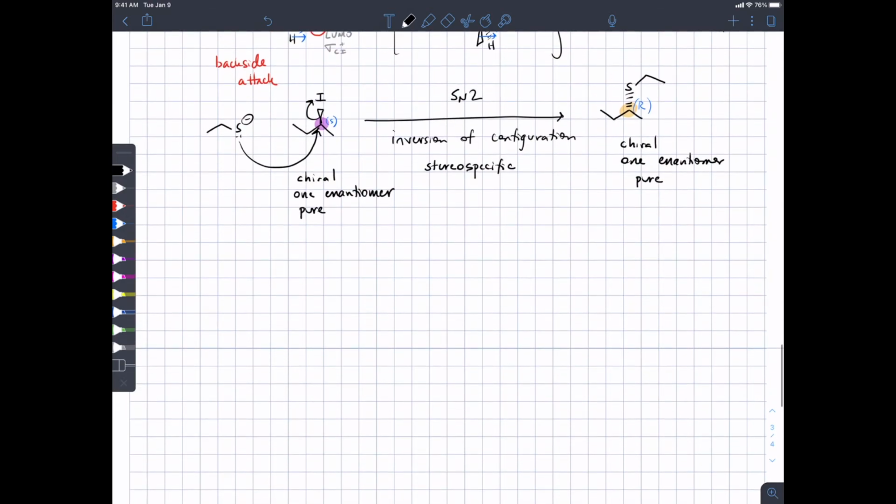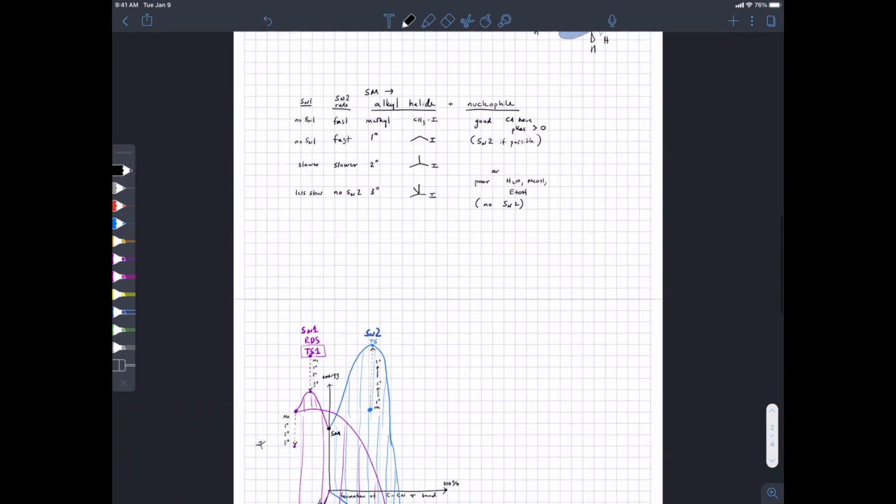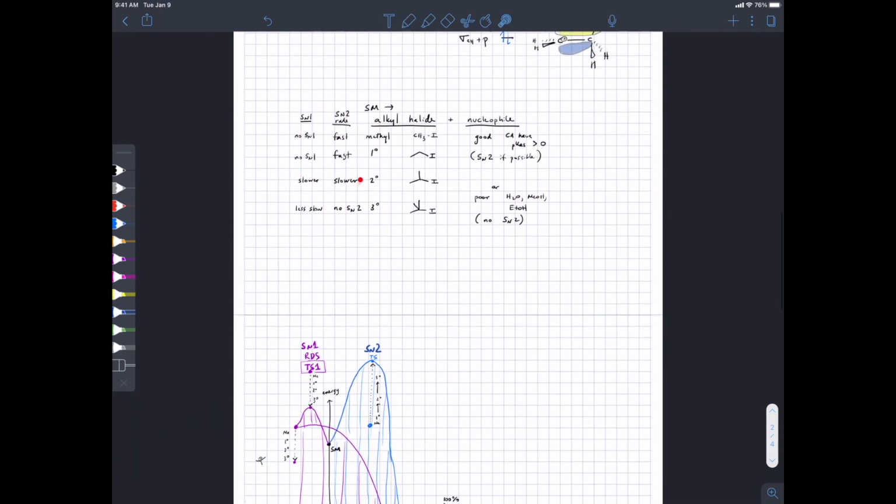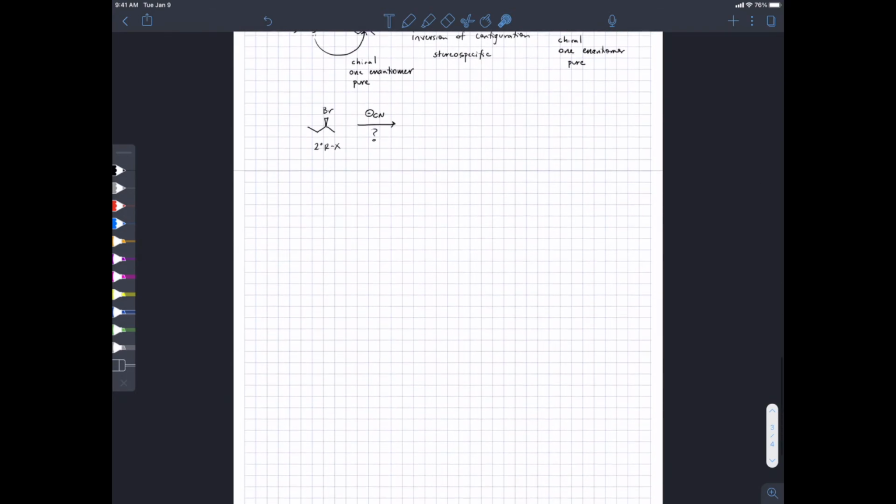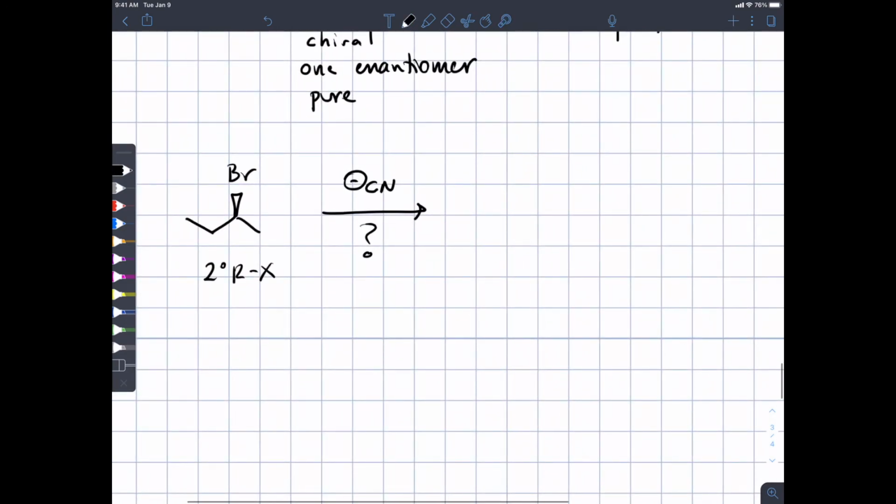So if I gave you a related problem on an exam, let's just change the leaving group and change the nucleophile. If I gave you this question and you saw this is a secondary alkyl halide, so you went up and reminded yourself that SN1 and SN2 are both possibilities for secondary alkyl halides, then you consider the nucleophile. You remind yourself that cyanide is a good nucleophile, so you conclude that the mechanism is SN2.